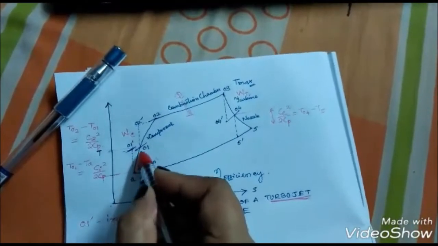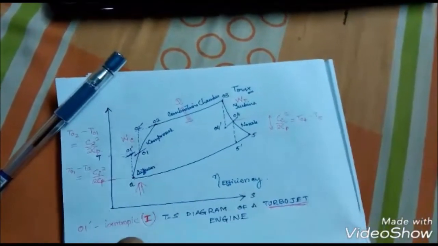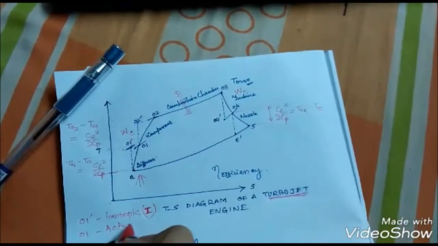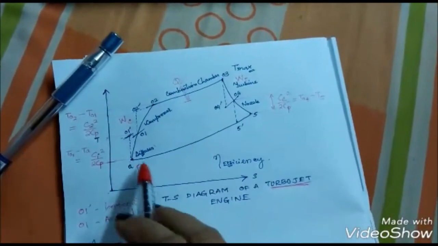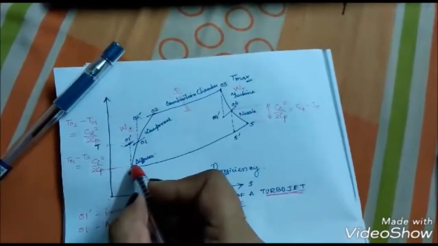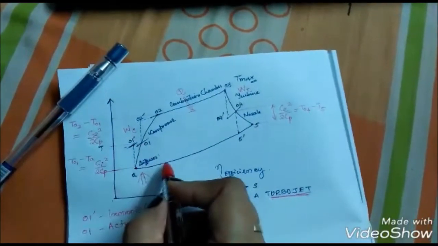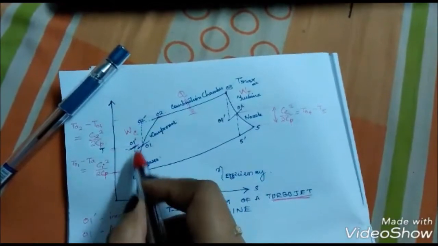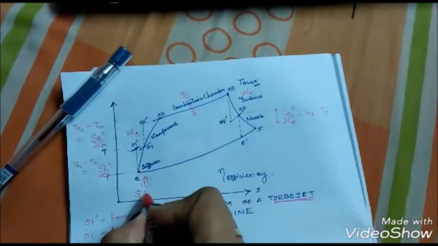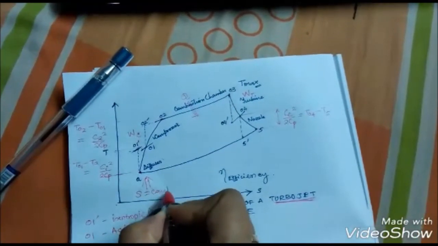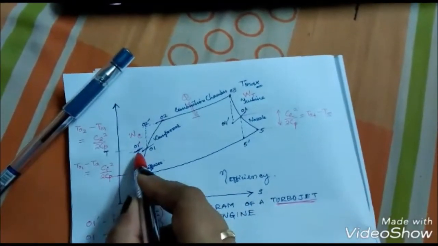The thick line going from A to 01 is the actual condition. 01 is the actual condition, or rather you can say A. Now what happens here? In the actual process, there is some increase in temperature with respect to entropy. Whereas in the isentropic condition, S is constant and the temperature gradually increases.